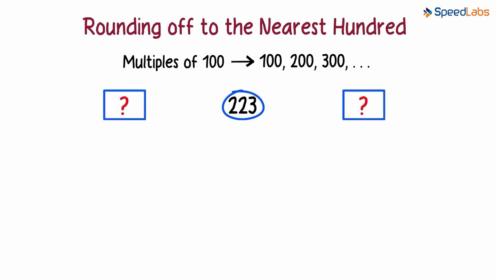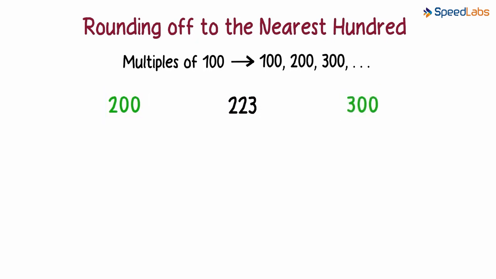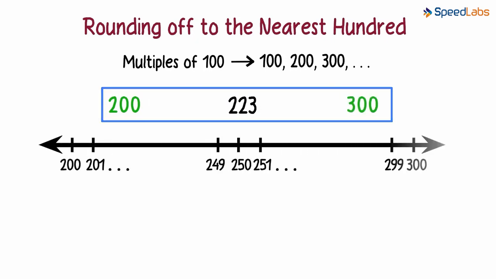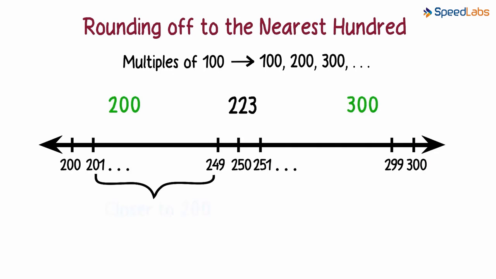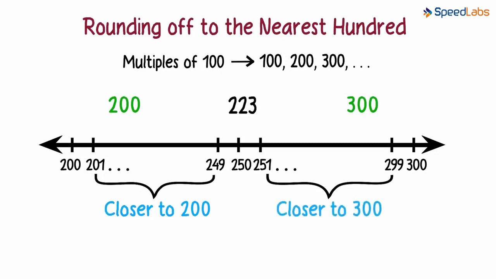Let's consider a number line in this range. Now, if we observe this number line, we can see that the numbers ranging from 201 to 249 are closer to 200, and the numbers 251 to 299 are closer to 300. And the number 250 lies right in the center. But by convention, we assume it will be closer to 300. So this range from 250 to 299 is closer to 300.